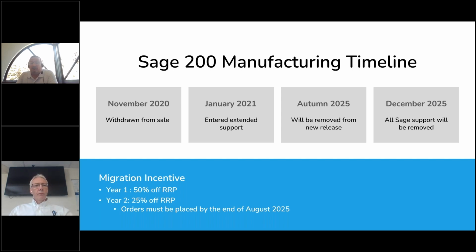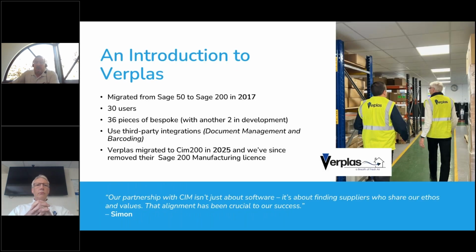Because Sage 200 Manufacturing is end of life, Cim and Sage have a 3-day migration incentive for the orders that will be placed by the end of August 2025. So there really isn't much time anymore to take advantage of that. But enough of me repeating things that most of you know anyway. It's just good to refresh in case something has been forgotten about.